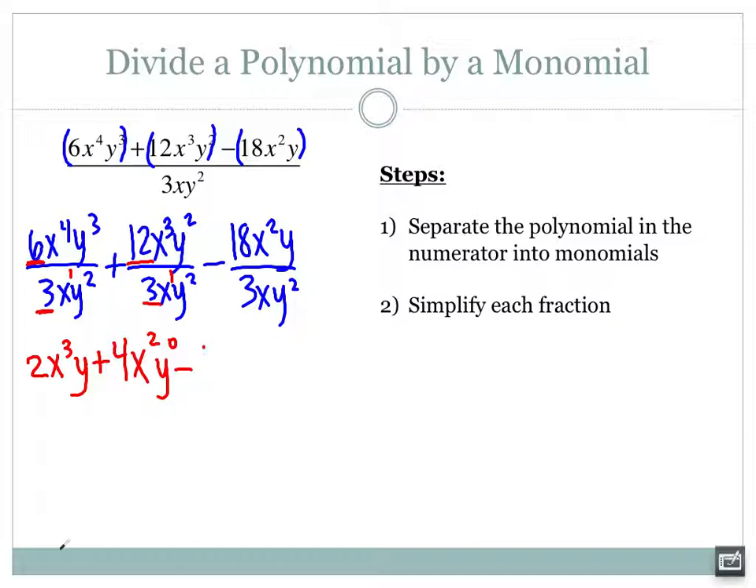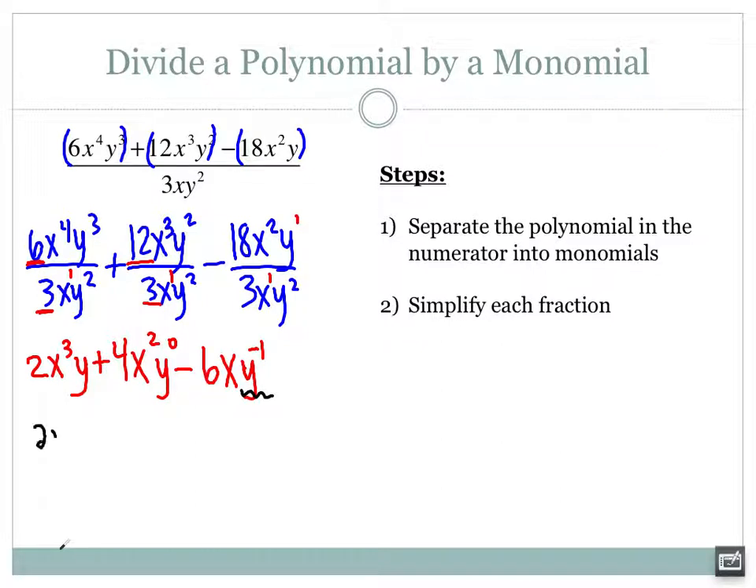Lastly, 18 divided by 3 is 6. x to the second over x to the first is just x to the first, because I want to subtract the exponents. Then I have y to the negative first, because I want to do 1 subtract 2. Okay, I'm not finished yet. I'm not allowed to leave this y to the negative first. We never leave negative exponents.